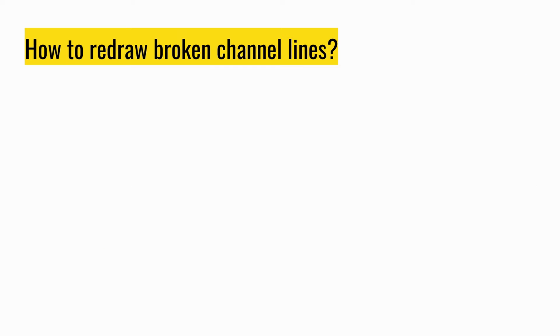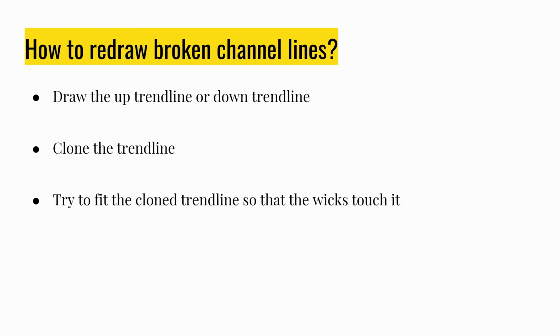As we saw in the previous example, the channel broke. What do we do from here? Well, we just need to redo the same steps. So we will first draw the up or down trend line, then we will clone the trend line, and then finally try to fit the clone trend line so that the wicks touch it.